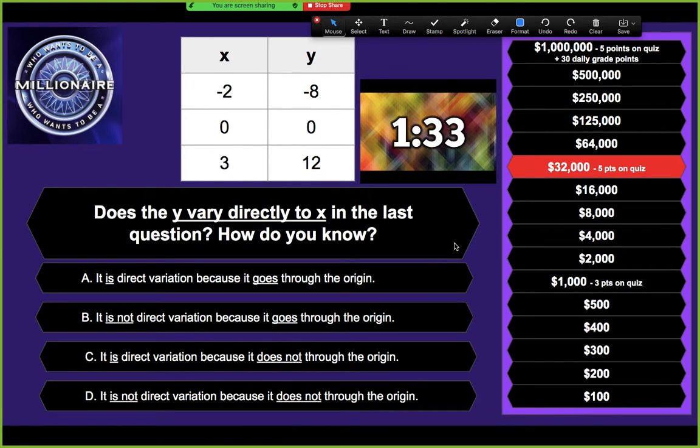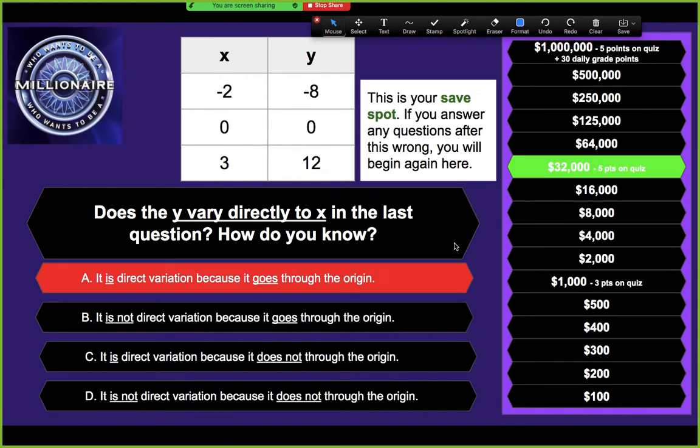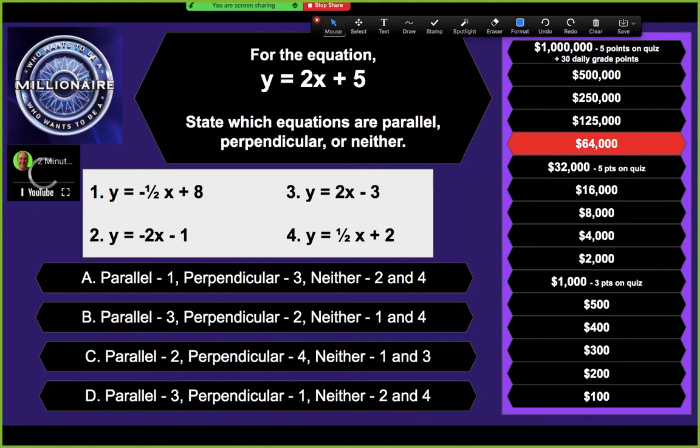All right, and now we're going to move on. So this one, it is a direct variation because my line goes through the origin. So if it goes through (0, 0), then it is a direct variation. If it does not go through (0, 0), it is not a direct variation. Okay? Moving on to the next problem for 64,000.